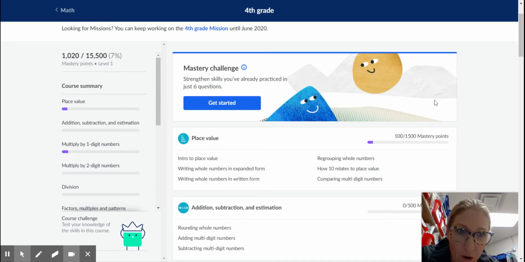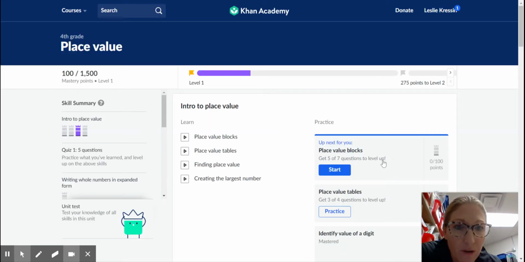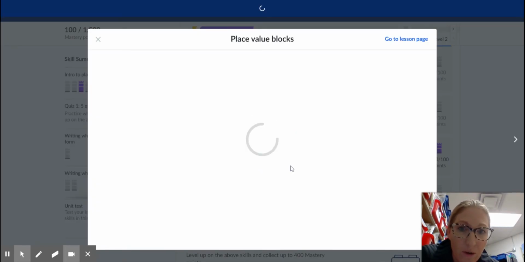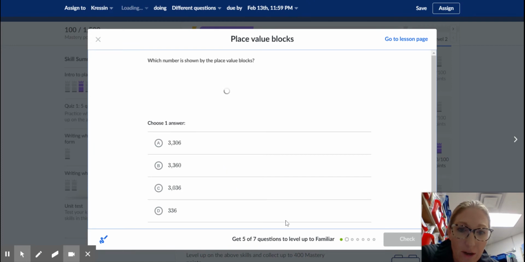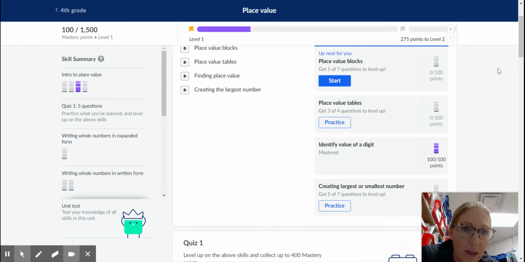If we go into place value here, you'll see that there's a total of 1,500 points. If I click into that, your student could progress through each one of these individually, and it'll show them how many they need to get correct to level up. They could take these 7 questions, and if they get 5 correct, they will grow 50 points. If you click into it, it'll give you a time range, and that should take about 15 minutes.